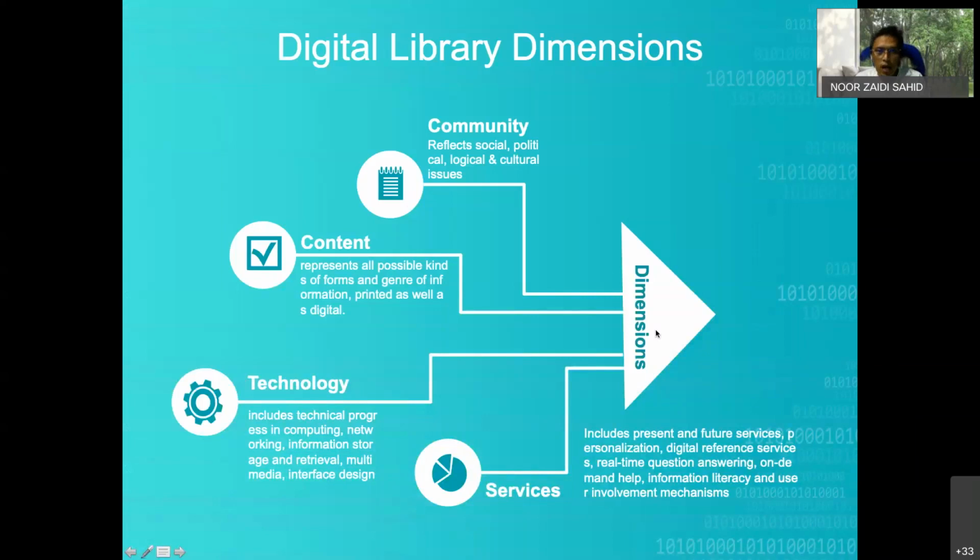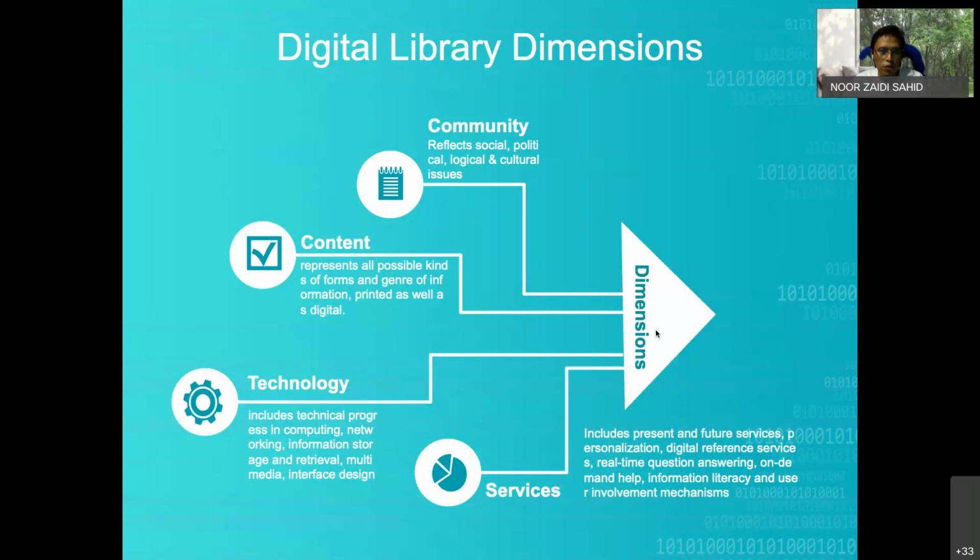Okay, dimension for digital library. There are 4 dimensions. Pertamanya, dia perlu ada community. Bila kita design digital library, they must reflect community dimension. Reflect apa? The social needs of the community, the political needs of the community, which address sometimes logical.